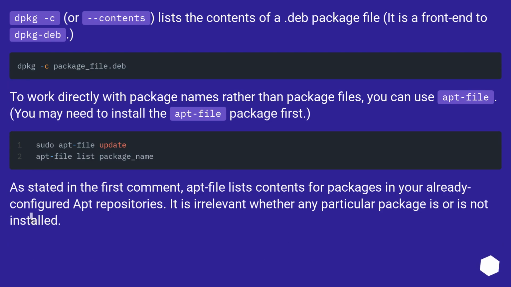dpkg -c or --contents lists the contents of a deb package file. It is a front-end to dpkg-deb. To work directly with package names rather than package files, you can use apt-file. You may need to install the apt-file package first. As stated in the first comment, apt-file lists contents for packages in your already configured apt repositories. It is irrelevant whether any particular package is or is not installed.